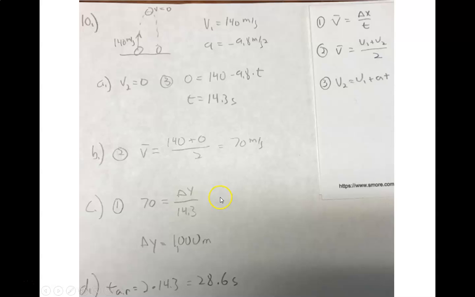How high did it go? Now, again, we're looking for displacement, and if we're looking for displacement, we need to know the average velocity and the time. Well, we know the time: 14.3 seconds to go from here to here. We know the average velocity is 70 between here and here. So if we want the displacement, we just use equation 1, and we get that the displacement is equal to 1,000 meters. So that's how high it went.